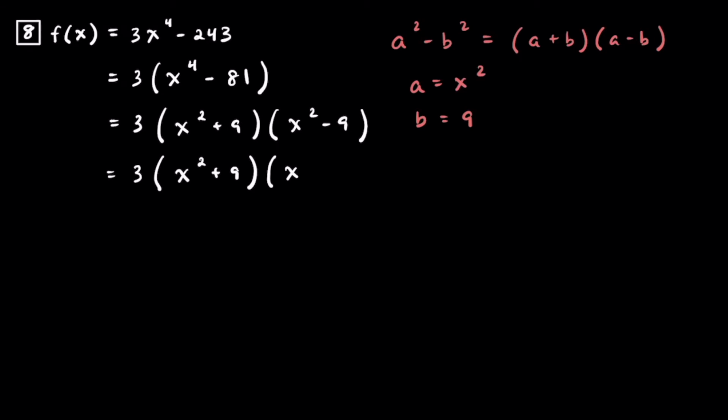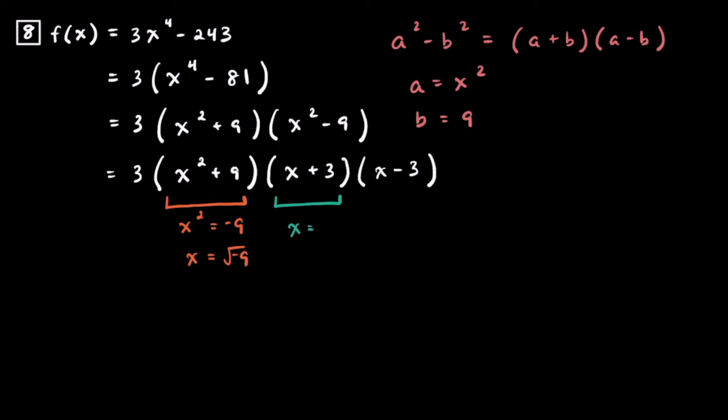And this over here is going to factor into x plus 3 times the quantity of x minus 3. For this first grouping over here, the intercept is going to be imaginary. So if we set that equal to 0 and subtracted 9 from both sides, we would get x squared is equal to negative 9. And taking the square root from both sides, we would get x equals the square root of negative 9. And we know that's imaginary, so we don't really have to worry about that in terms of graphing. Over here, we would have x is equal to negative 3 as one of our x-intercepts.